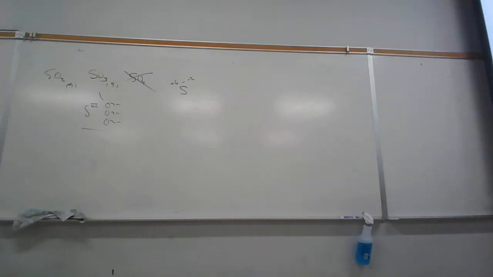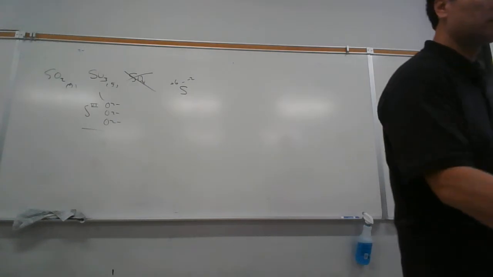Where does the 6 come from? Because you have 16, it goes to 10. I'm just not understanding. So what's so special about 10?